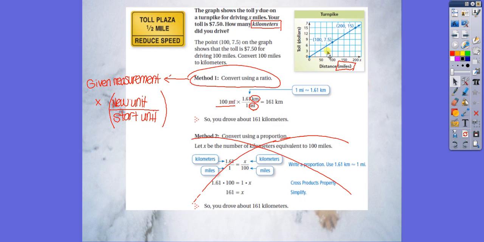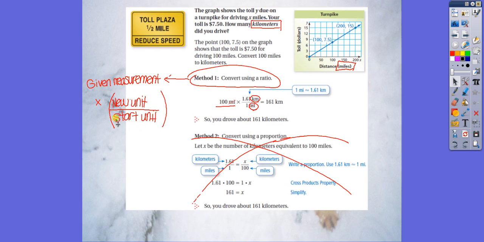So you're actually having to convert between units, which is a science skill that gets taught in math. And the way you do that is you take the given measurement, in this case it was 100 miles, and you multiply that by the new unit, which for us is kilometers, and you divide it by the starting unit, which was miles. Not the starting number 100, but the unit.